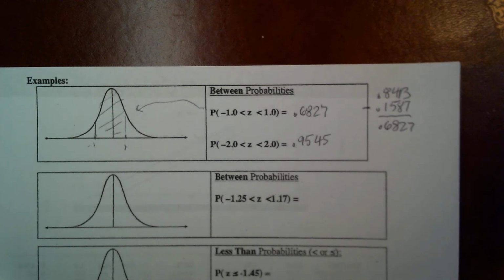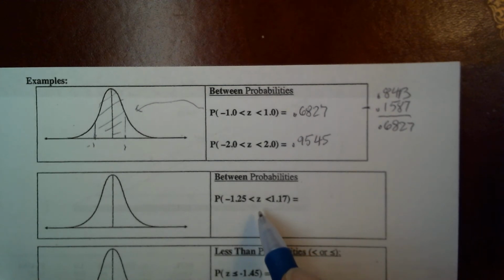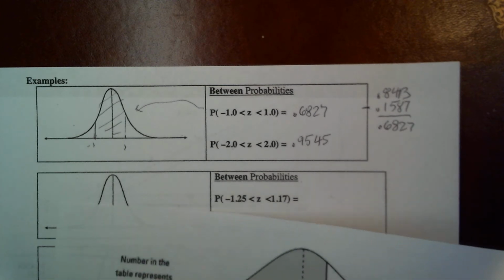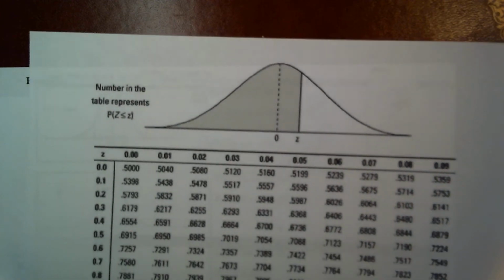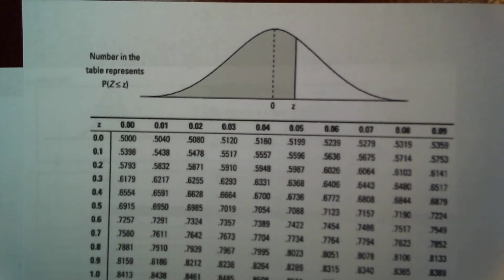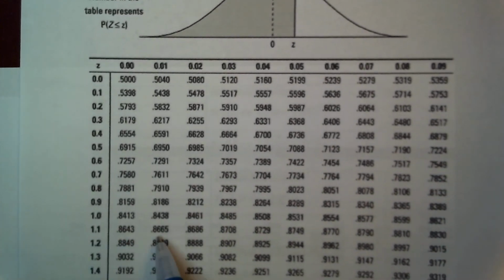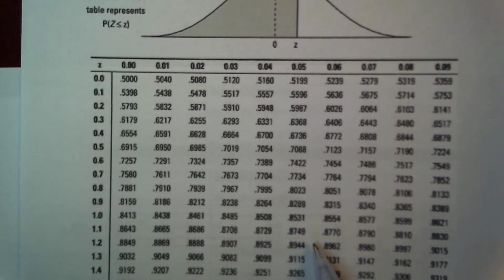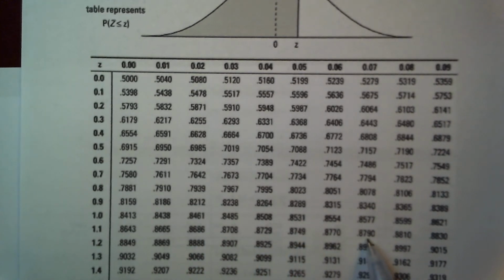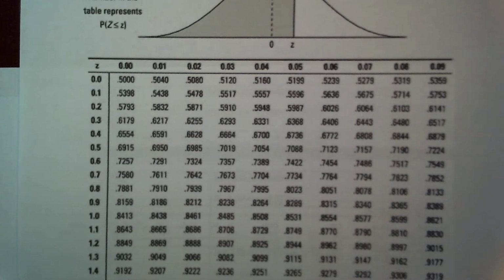Another example here, we'll find the probability that z is between -1.25 and 1.17. So let me use the tables one more time, and that'll be the last time I'll show you how to do it. But 1.17 would be 1.1, then we go over to 7, and that is 0.8790.